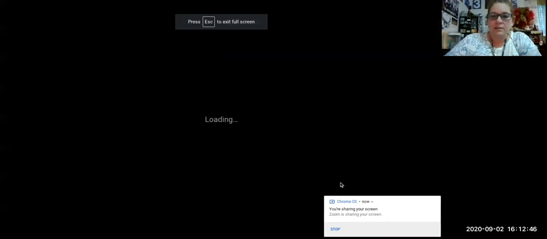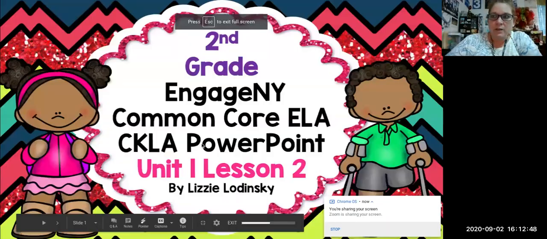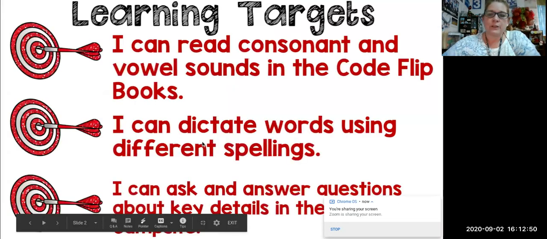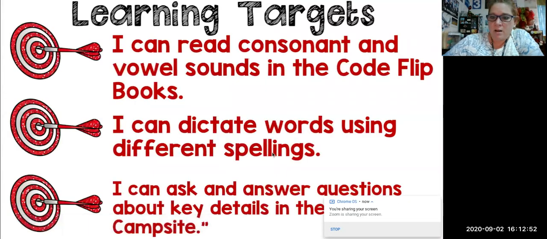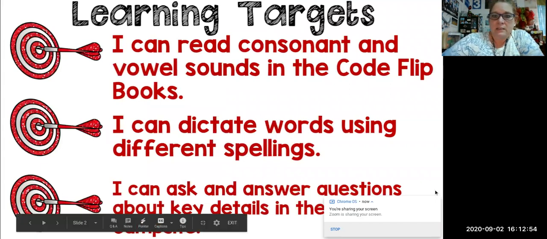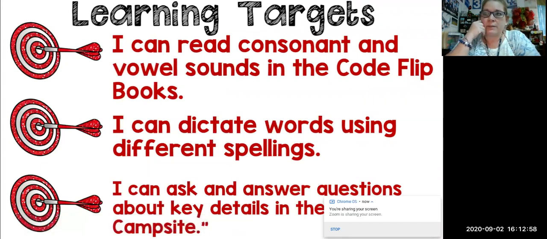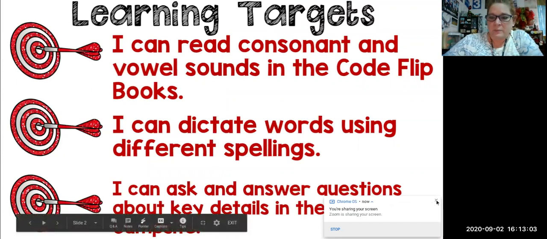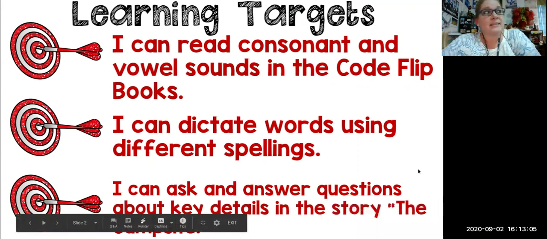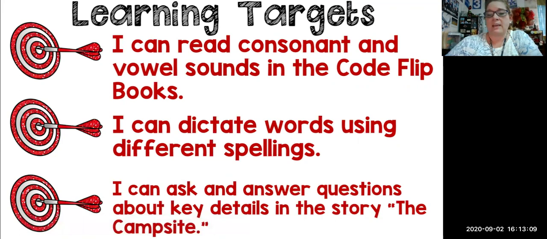Right, so today we are doing lesson 2. Our learning targets for today are: I can read consonants and vowel sounds in the code flipbooks. I can dictate words using different spellings, and I can ask and answer questions about details in the story, The Campsite.